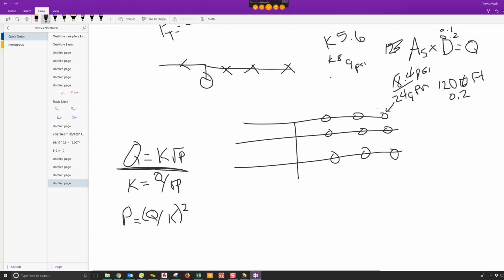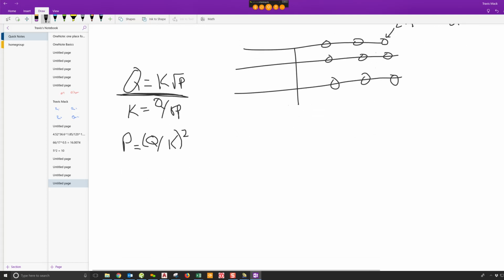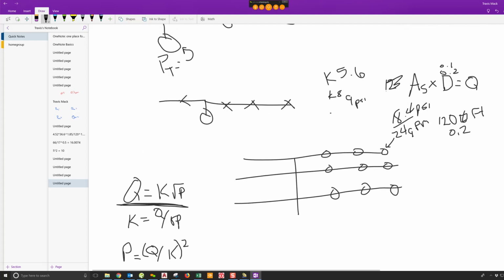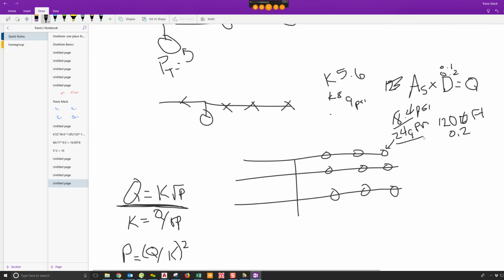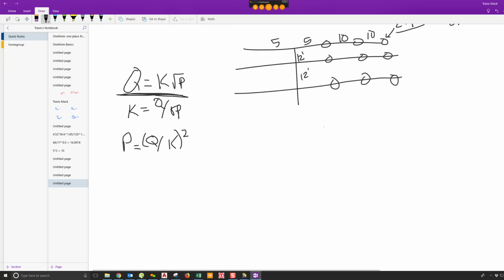Okay, now we're going to run through a basic setup here. We figured out our flow at this sprinkler: it's 24 GPM. Let's say we've got a perfectly symmetrical tree. So this is 10, 10, and this will be 5 foot here, 5 foot here, and we'll say we're 12 foot between lines. Everything's flat. There are no riser nipples, nothing like that. Everything is straight and flat.